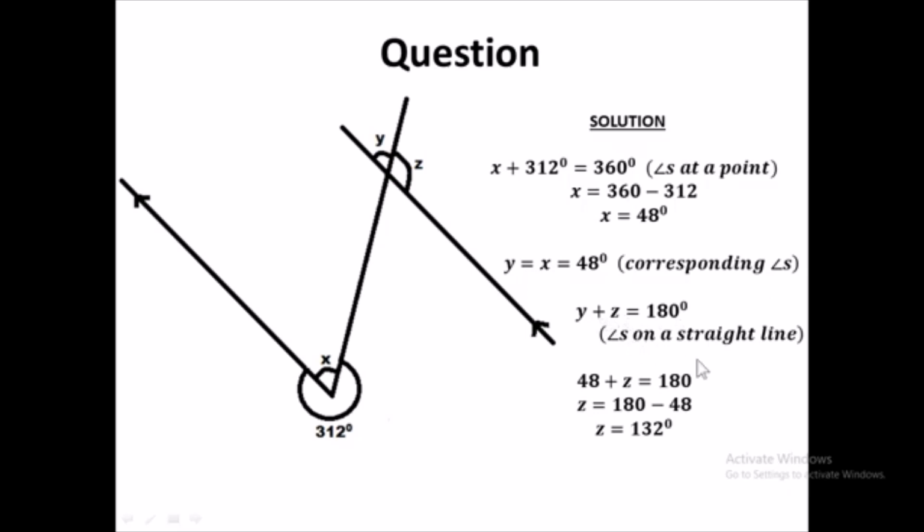We have already talked about angles on a straight line in a couple of videos back. So if you want to know more, watch that video. Then if our Y is 48 degrees, we can find our Z by saying Z equals 180 minus 48 degrees, and our Z will be equal to 132 degrees. So that is the solution to that question.